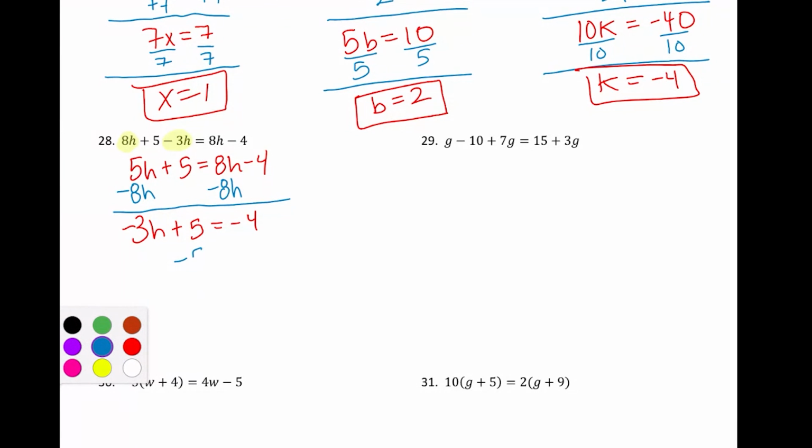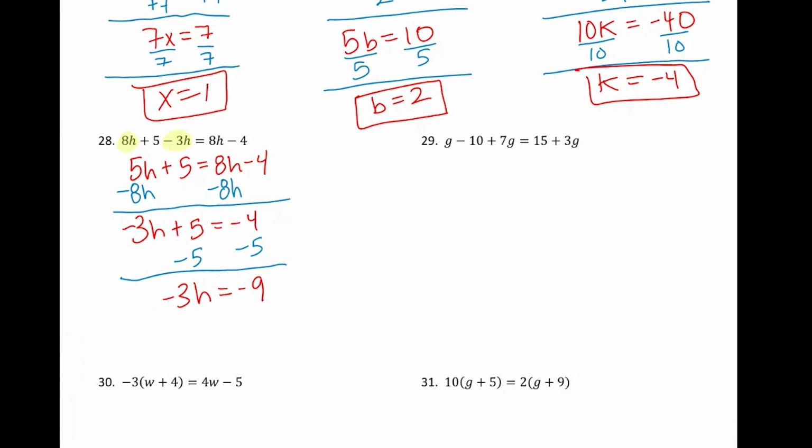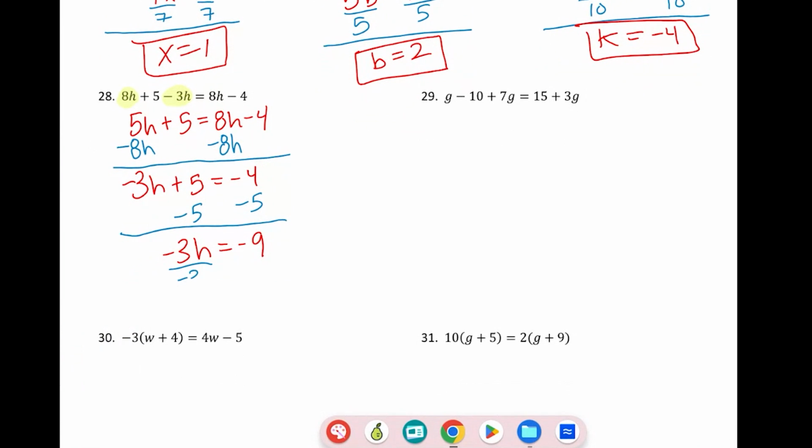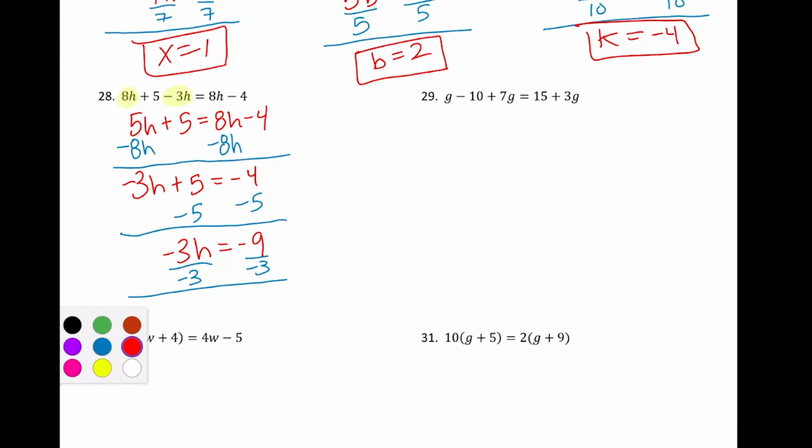Then I'm going to subtract 5 from both sides. And that leaves me with negative 3h equals negative 9. Finally, I'm going to divide both sides by negative 3 to get h equals, a negative divided by a negative is going to be positive 3.